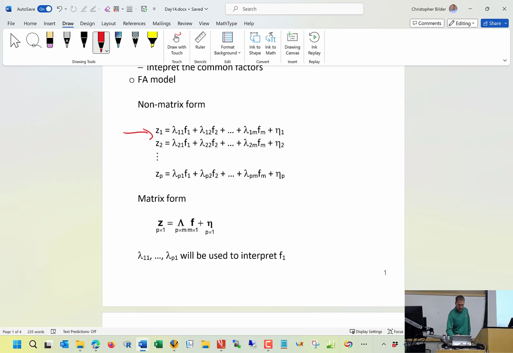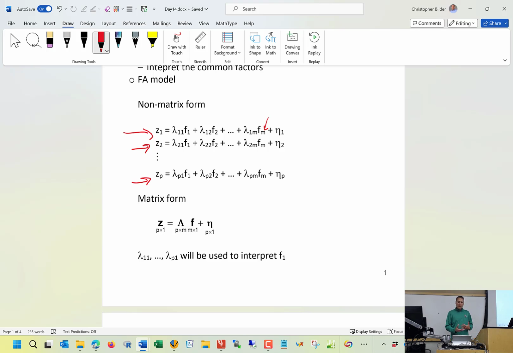And let's say, just to be general, we go all the way up to the mth common factor. And then finally we add eta 1, which is called a specific factor. And so if we knew those lambdas, if we knew those F's, if we knew those etas, we know what Z1 is. And then we also have a similar equation for the second standardized variable, all the way down to the pth standardized variable. And if we look at just one of those equations, we can see how this is very similar to what we see for a regression model.